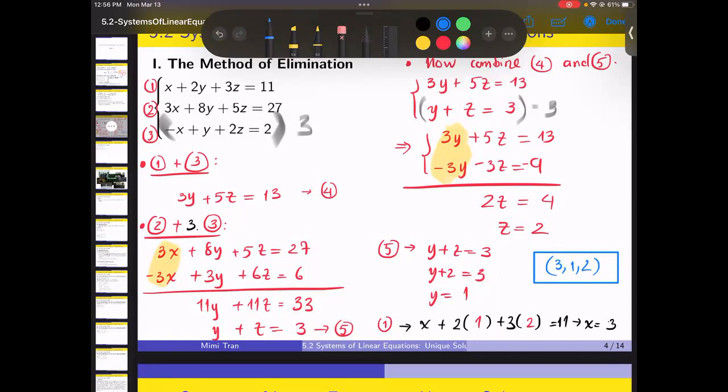How do I know I got the right answer? You plug into the original, right? You plug in all 3 of them, not just one. And if they equal each other, then you're okay. But I'm not doing that.